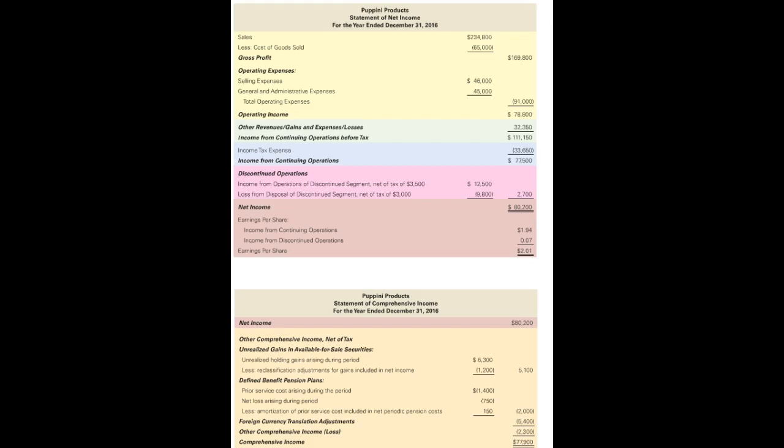Shaded in yellow, you'll find operating items. Sales less cost of goods sold gives us gross profit. That leads us to our very first key performance measure. It's a nice subtotal that our investors and creditors like to see. Operating expenses then are any other expenses that have to do with our day-to-day operations, and basically we can classify them into both selling and then general and administrative.